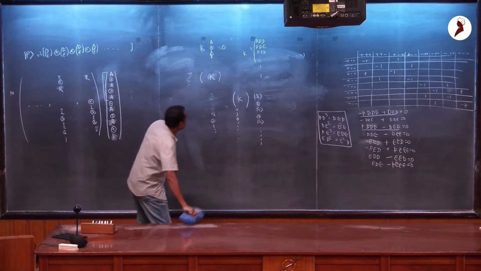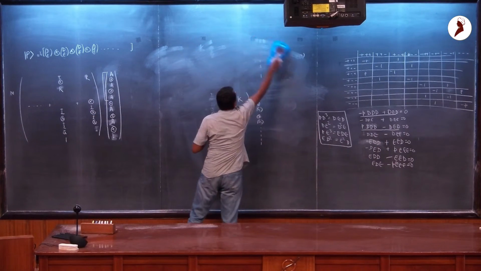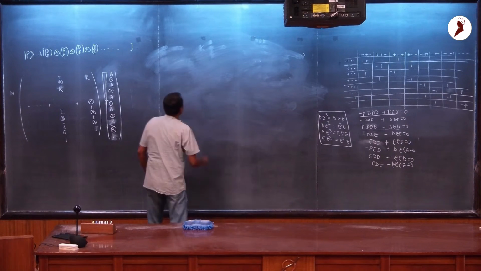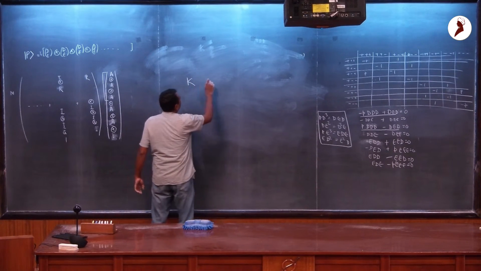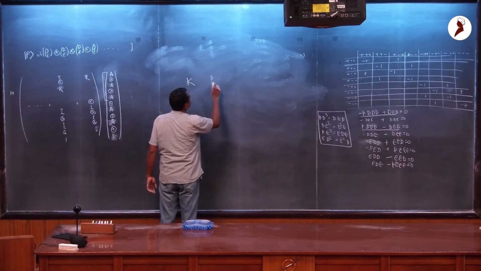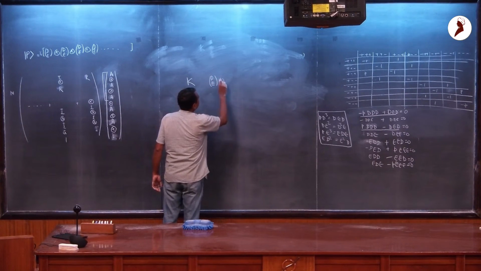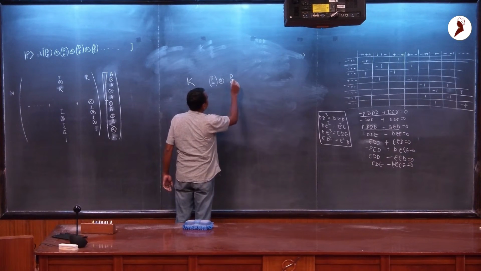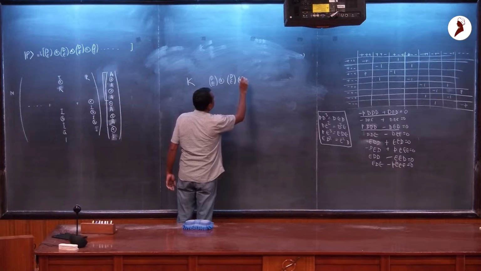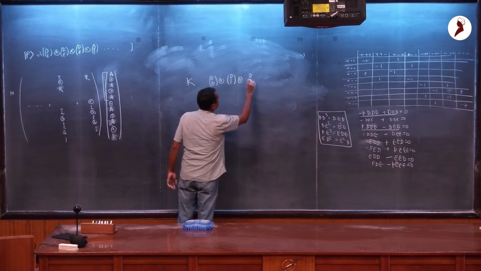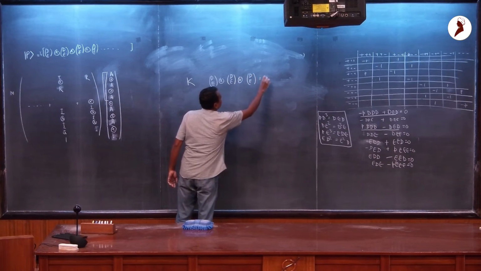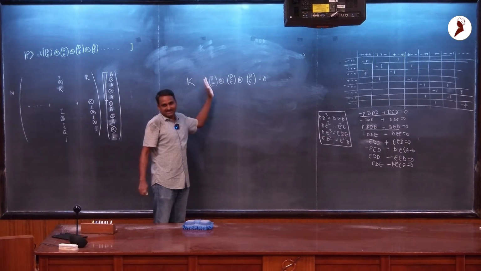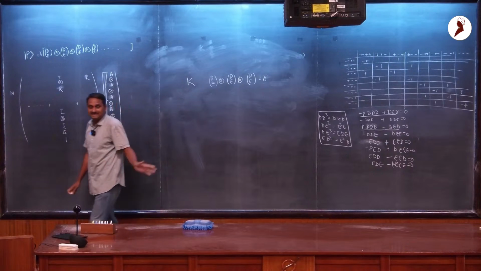Okay, so initially what did you write? Let me erase that again. Your equations are like K operating on DE cross DE cross DE equal to 0. This is an 8 by 8 matrix, this is the 8 by 8 vector. Of course, trace is there. That is what you are putting it 0.